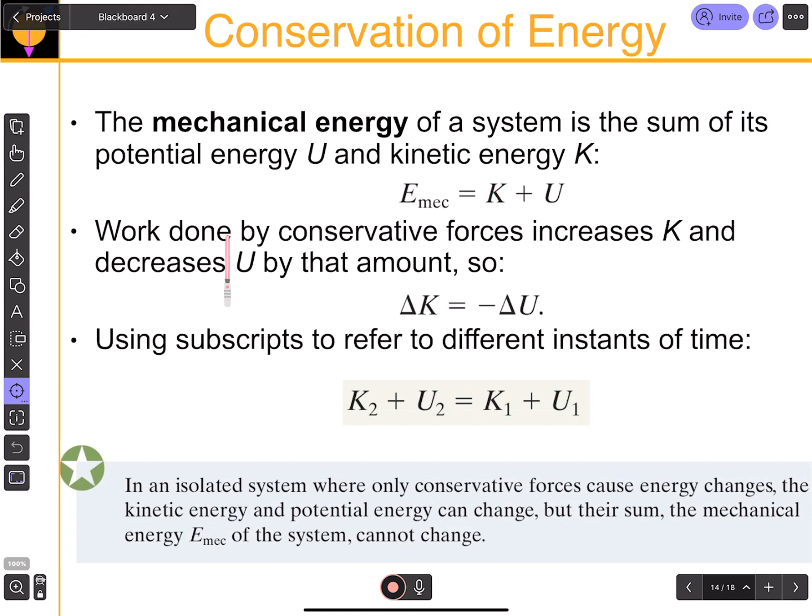And the work done by conservative forces, all it does is it increases the kinetic energy and decreases U, or any changes in potential energy. Remember, work done is equal to change in kinetic energy?